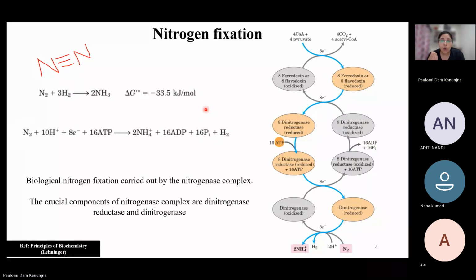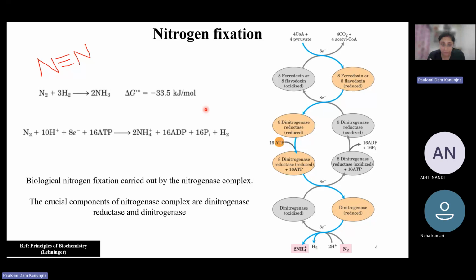Now, what is the enzyme that does this? There has to be an enzyme definitely. If someone is making use of ATP, that entity is an enzyme, and the enzyme here is the nitrogenase complex. This nitrogenase complex consists of two enzyme components, which are dinitrogenase reductase and dinitrogenase. These are the two enzymes that are responsible for carrying out this conversion by making use of ATP.